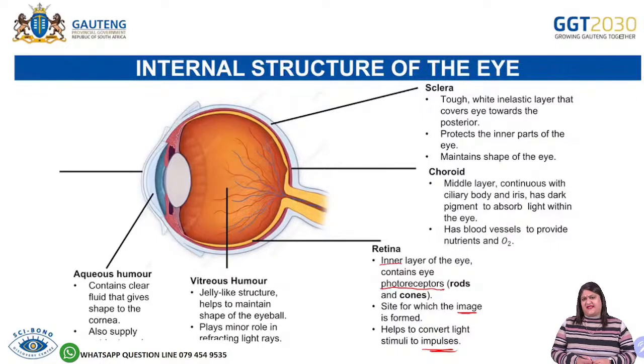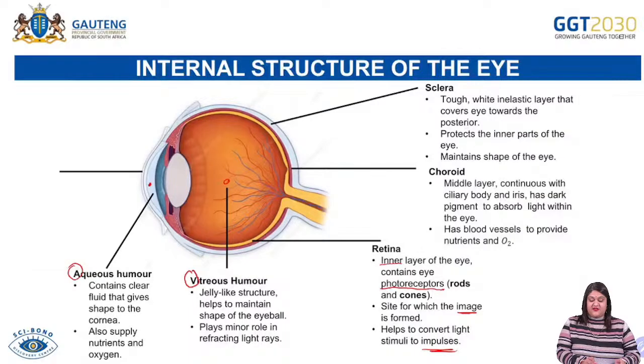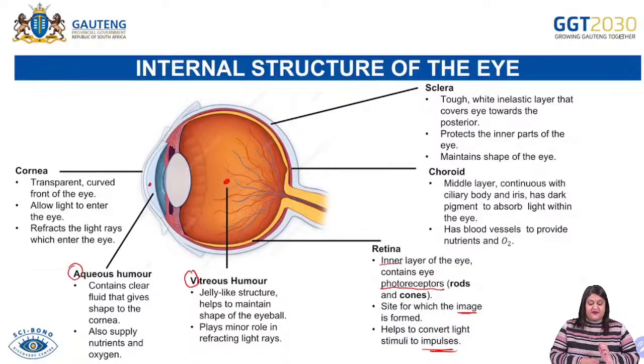So learners always tell me, ma'am, we get confused between aqueous humor and vitreous humor. So the way I remember it is, if we have to look at the eye, which is in this position, then the letter A comes before the letter V. Okay, so this one is aqueous humor, which comes first, and this one is vitreous humor that comes second, after A in the alphabet.